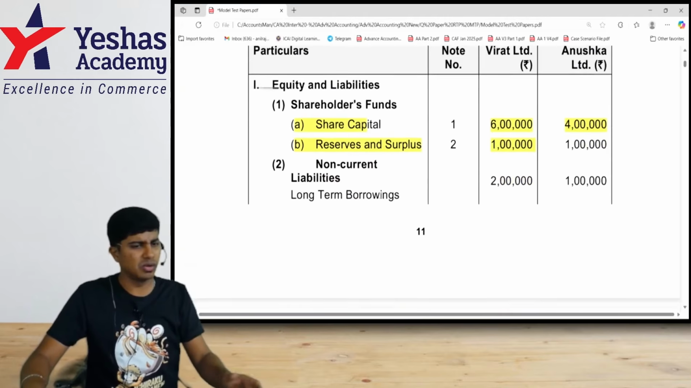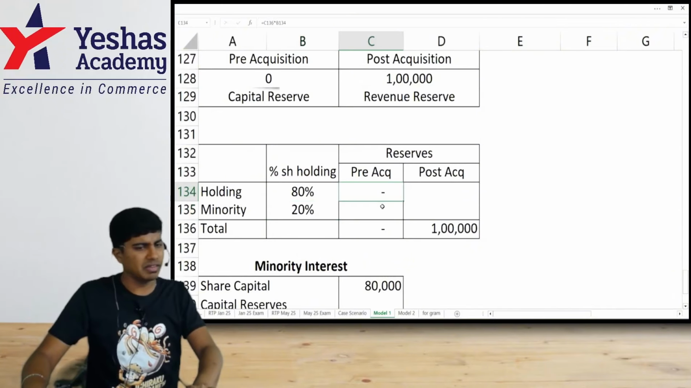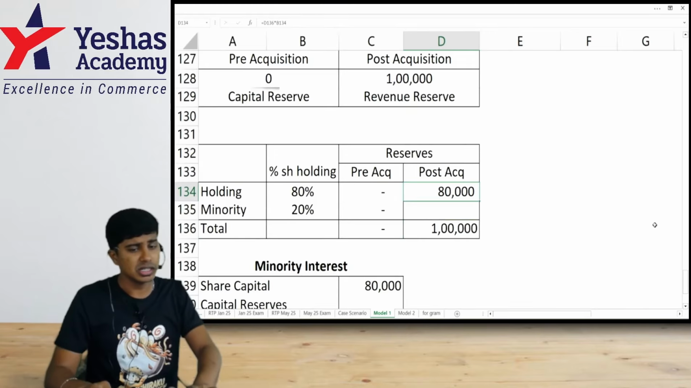That's the reason I'm closing it now. And there is no revaluation of assets. There are no adjustments whatsoever. So pre will be 0, 0. This 1 lakh post acquisition, 80% will belong to holding, which is 80,000.